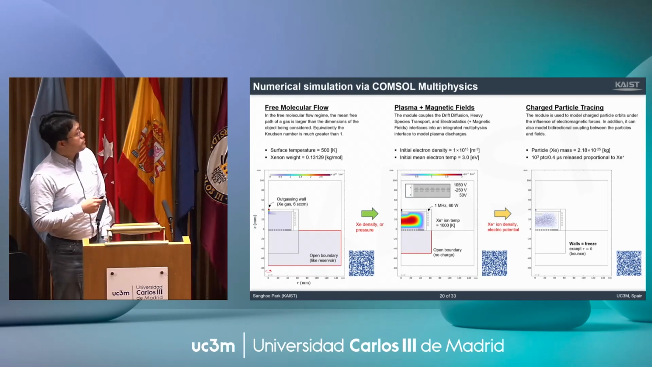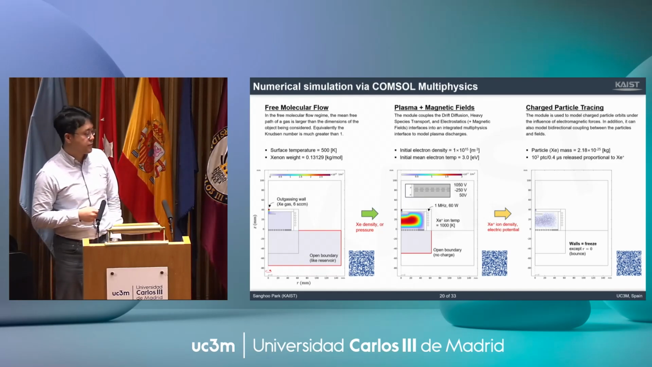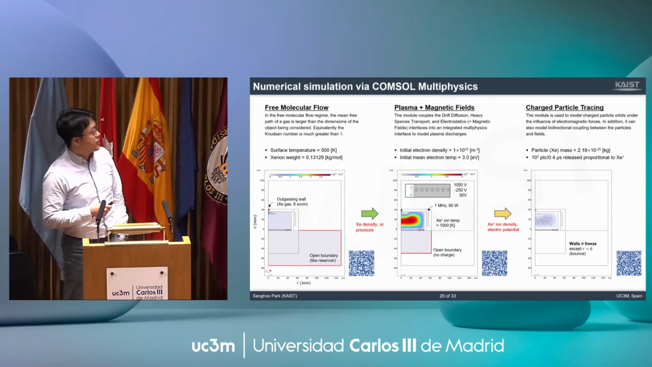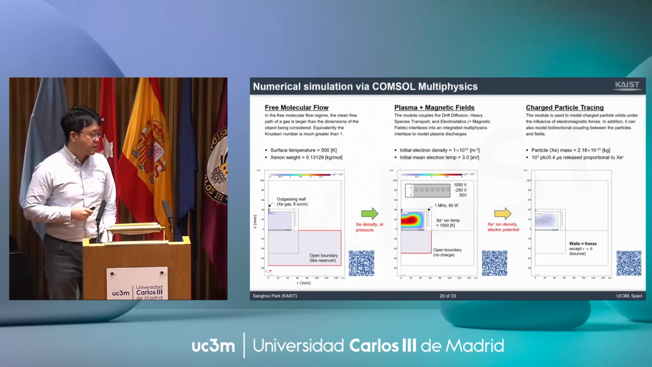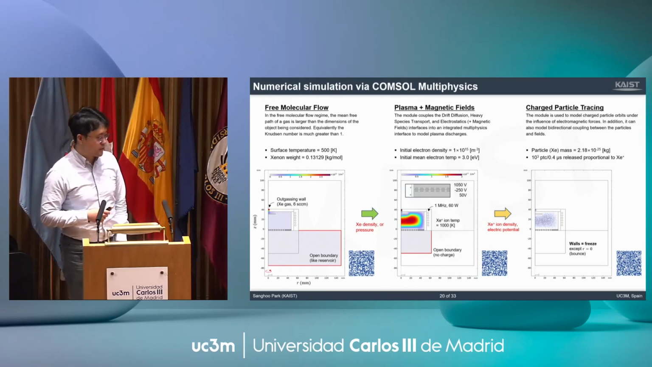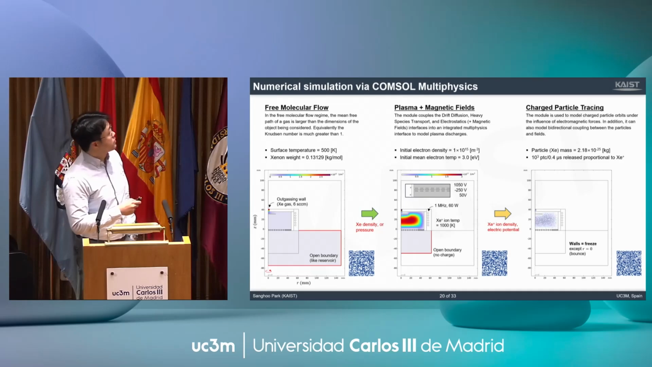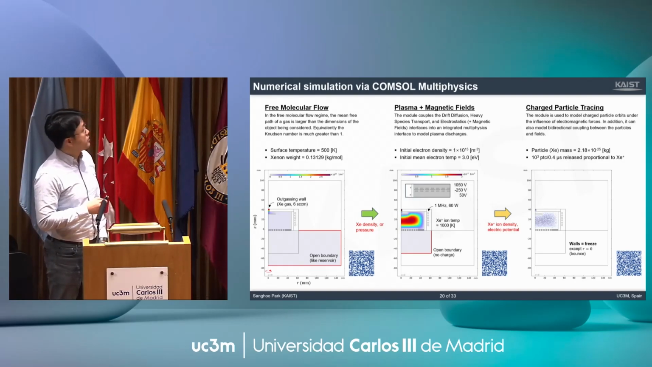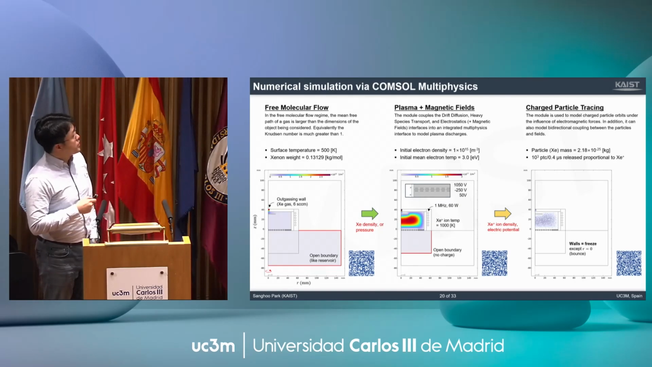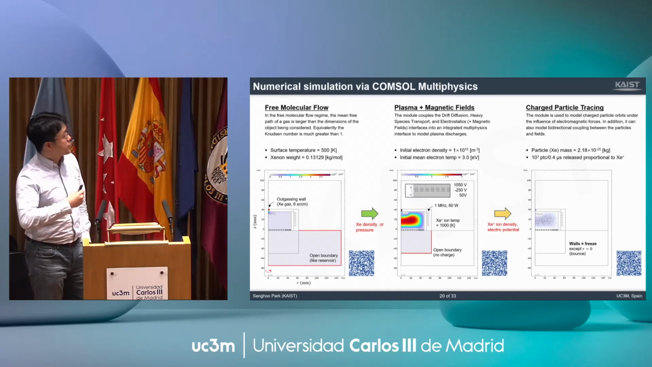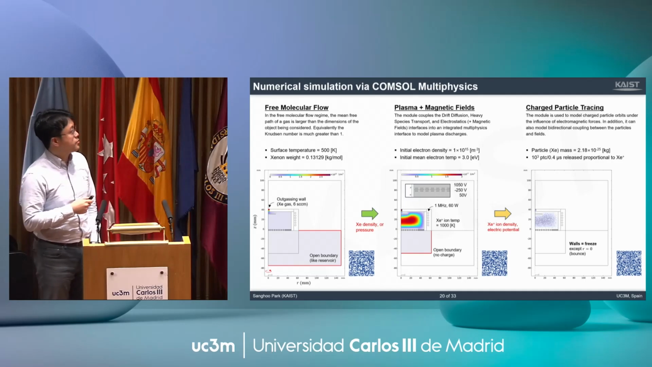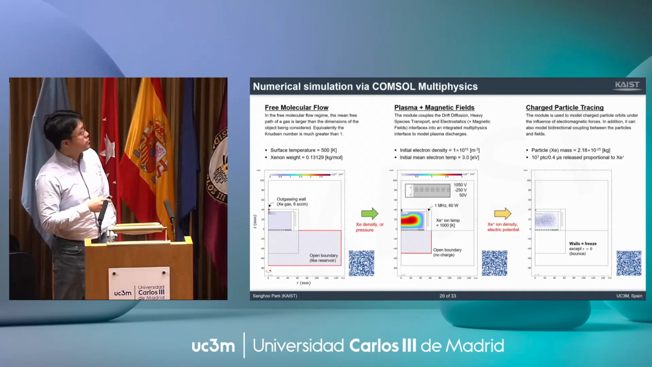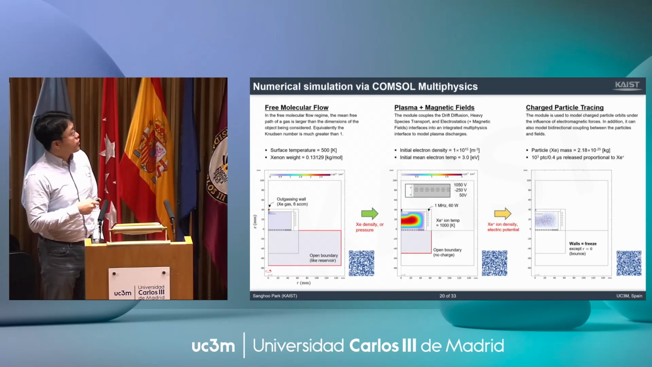I do not have enough time to describe all these physics models used in COMSOL Multiphysics. You can find details about the physics equations or descriptions in the document provided by COMSOL using this QR code. First of all, we need to solve the pressure distribution inside and outside the chamber like this. This stationary solver gives us the density or pressure distribution inside and outside the chamber.